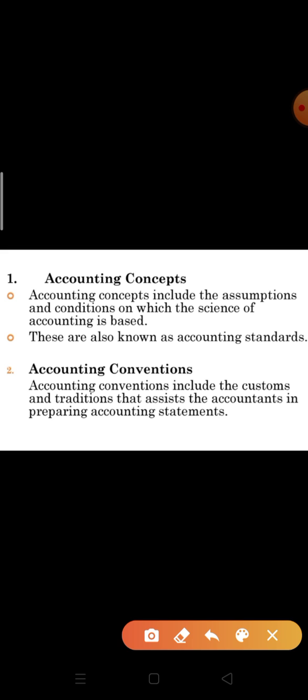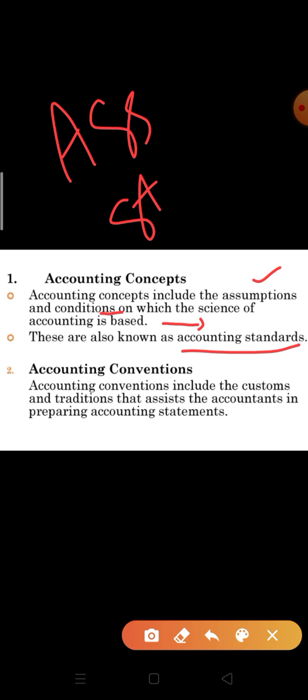What is accounting concepts over here? Concepts include the assumptions and conditions on which the science of accounting is based. This is also known as accounting standard. It means accounting concepts are also known as assumptions as well as accounting standards.